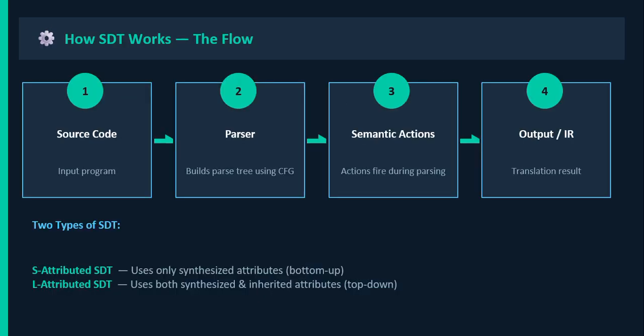How it works. Here is the flow of SDT in 4 steps. Source code goes in, the parser reads it and builds a parse tree using the CFG, semantic actions fire at each rule, and finally we get an output like an intermediate representation. Now there are two types of SDTs. S-attributed SDT uses only synthesized attributes and works bottom up, and L-attributed SDT uses both synthesized and inherited attributes and works top down.